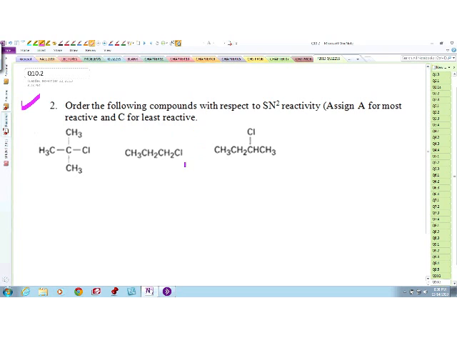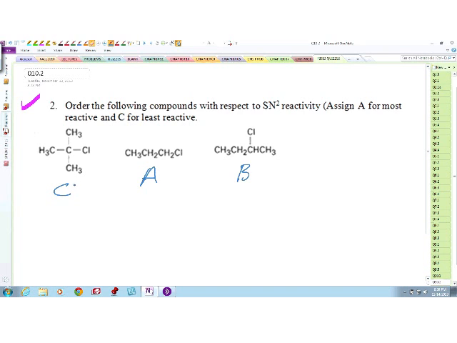So which would be the most reactive towards SN2 reaction? Which one? The middle one. Very good. So this would be A. And why? That is correct. Why? Primary. Because a primary substrate, in other words, a substrate in which you have the leaving group attached to a primary carbon, will be more reactive than the secondary substrate or the tertiary substrate. So which would be B? This one here? Good. C, of course, will be this one here.